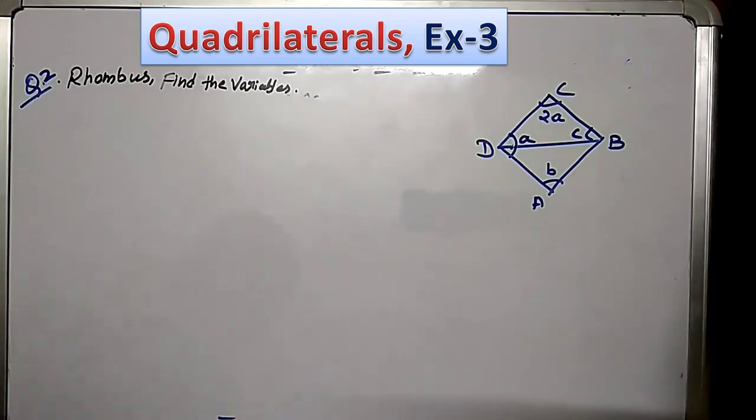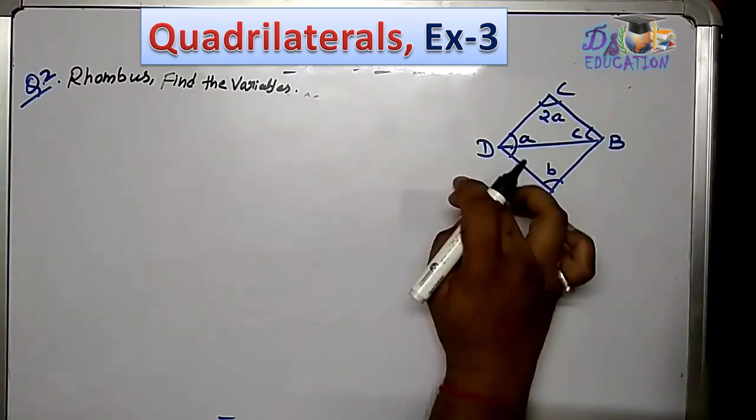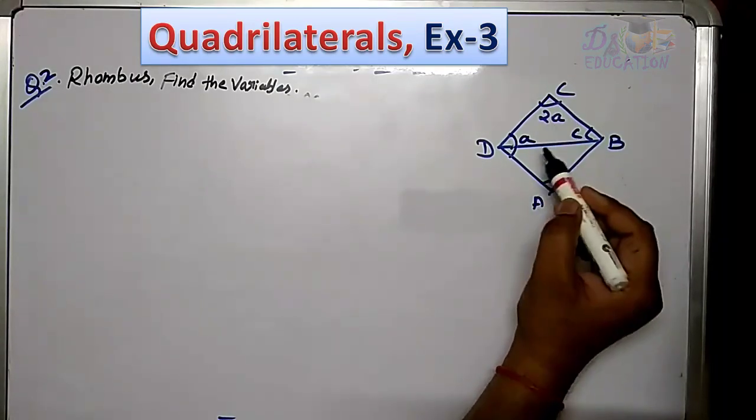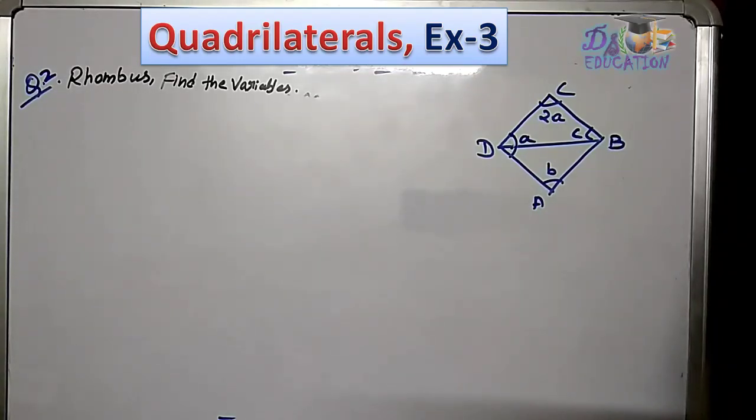Now let us start with the next question. A rhombus is given, and the rhombus is ABCD, where this angle is 2A and this complete angle is A. Okay, so let us start with the question.